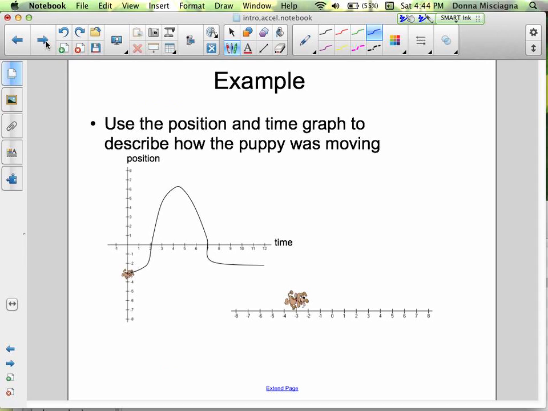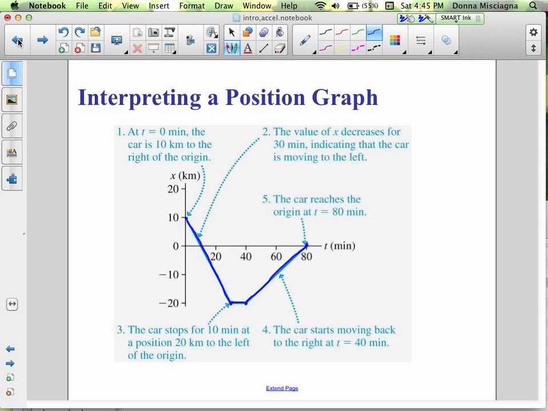All right, so let's use the position and time graph to describe how the puppy is moving. All right, so notice this was all linear function, so the car here is moving at a constant rate, right? At different rates, right? From when he's going from this initial position to this new position, right? So this is his initial position.